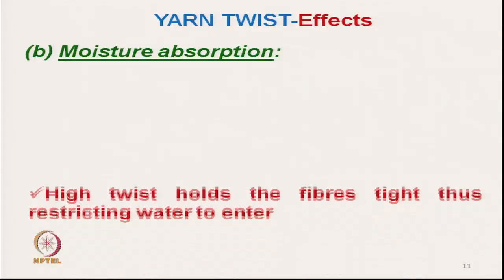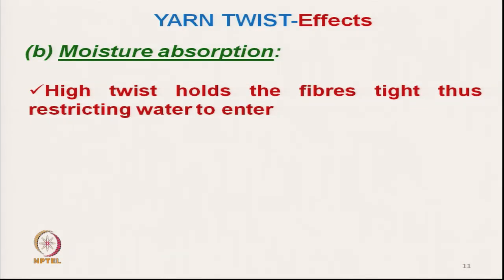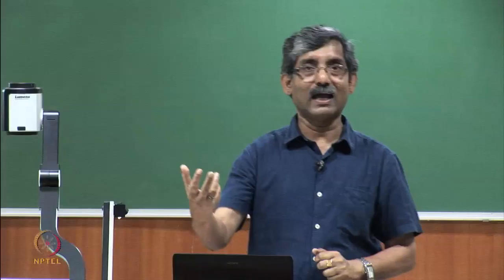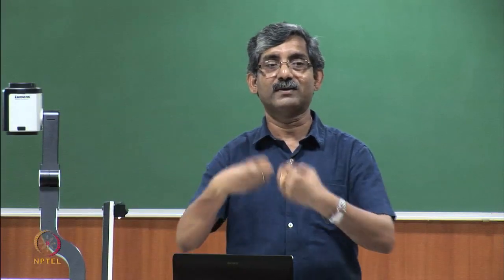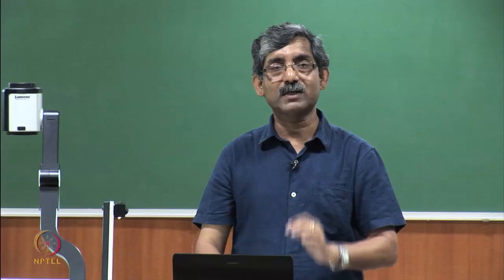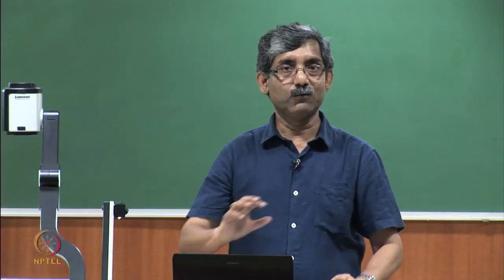And if we talk about the moisture absorption, the high twisted yarn holds the fibers tightly, and it does not allow the moisture to penetrate inside the structure. So, it restricts water from entering inside. So, its moisture absorption is low. If we want to enhance the moisture absorption, we must use a fabric made of low twisted yarn.